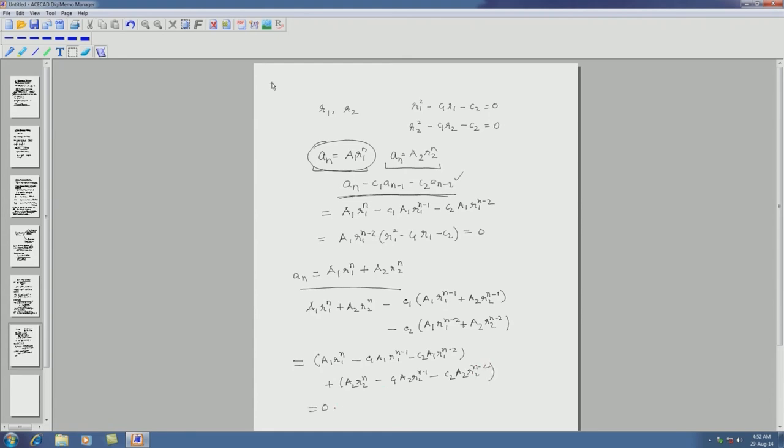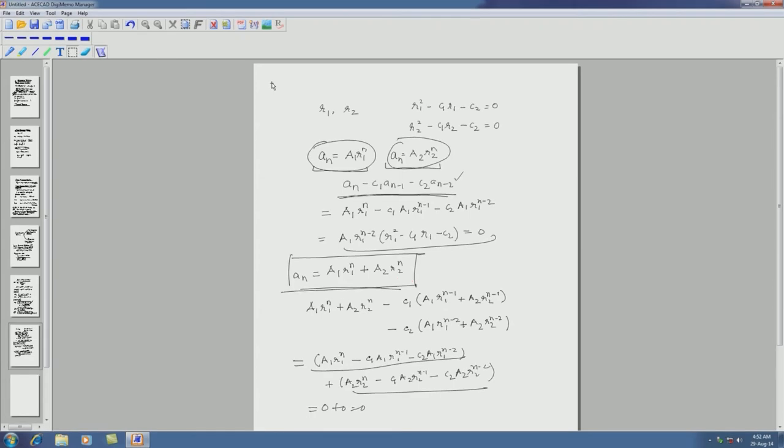Now, of course, the first term is 0, as we have already seen over here. The second term is also 0, which we can check, because after all this is a solution. So, 0 plus 0 is equal to 0. Thus, we see that we can construct essentially an infinite number of solutions by taking linear combinations of r 1 raised to the power n and r 2 raised to the power n.